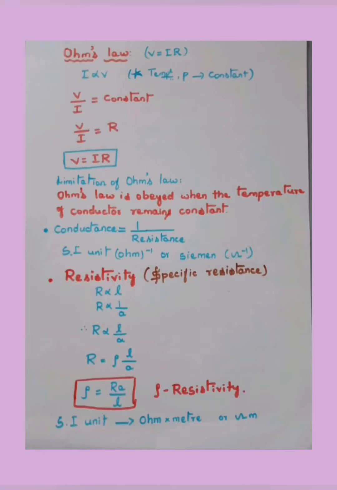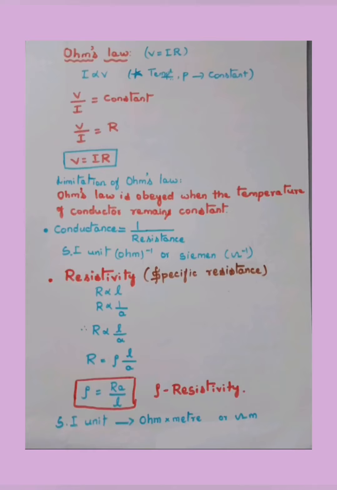Second, it depends on the length of the conductor. If the length is more, resistance is also more. If you choose a short length conductor, resistance is less. So we can write here R directly proportional to L. Okay, resistance depends on the length of the conductor. When length increases, resistance also increases.